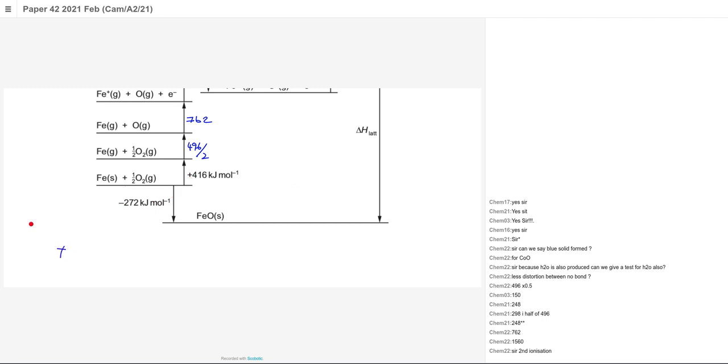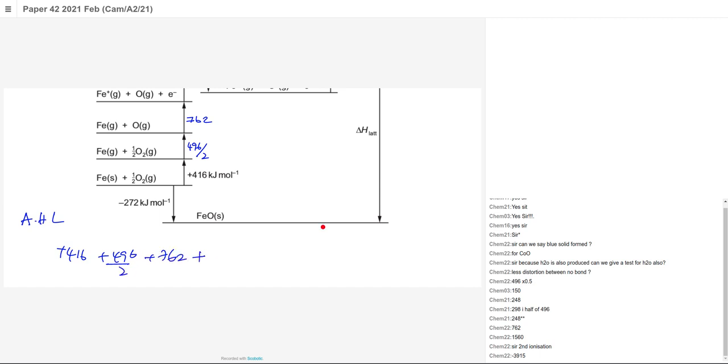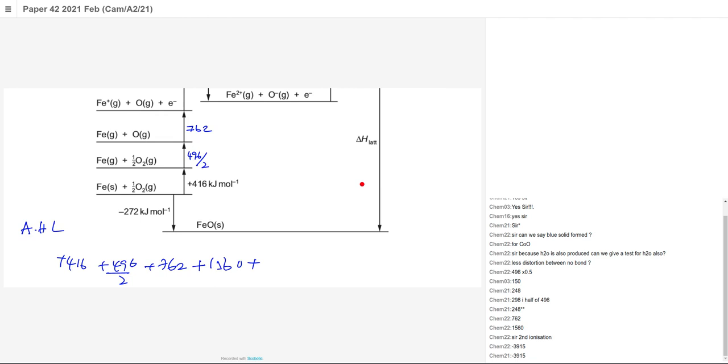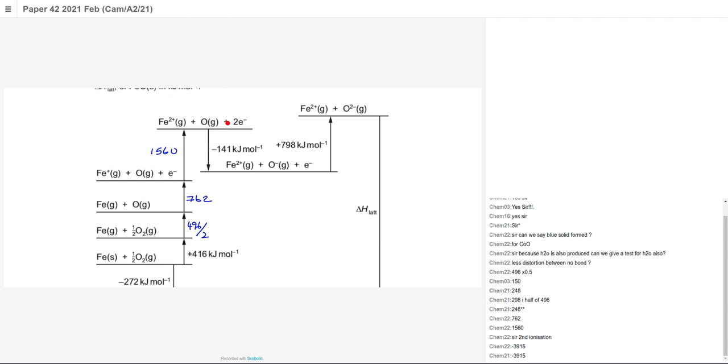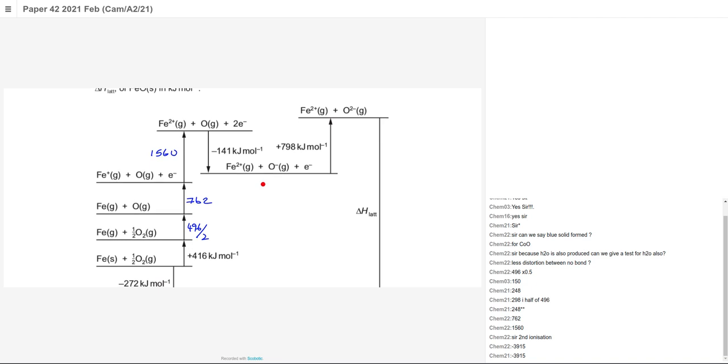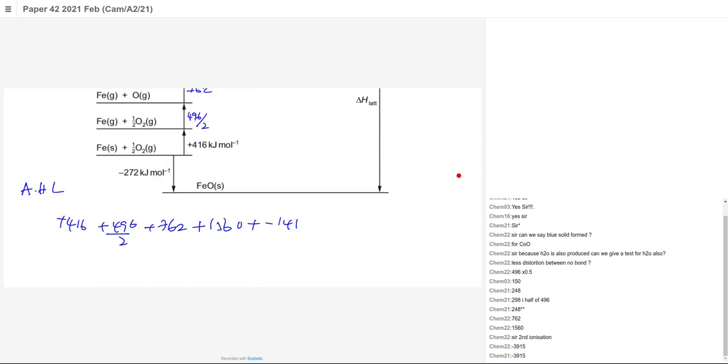So that's application of Hess's law. According to Hess's law, plus 416 plus 496 over 2 plus 672, and keep adding. This is 1560. And then you got 141 minus 141. I hope we don't need to multiply anything there. If there's 2 moles, you need to multiply by 2. But in this case, there's no 2 moles, all 1 mole. So it's then plus 798. Plus 798. Then plus lattice energy equals the enthalpy of formation, which is minus 272.